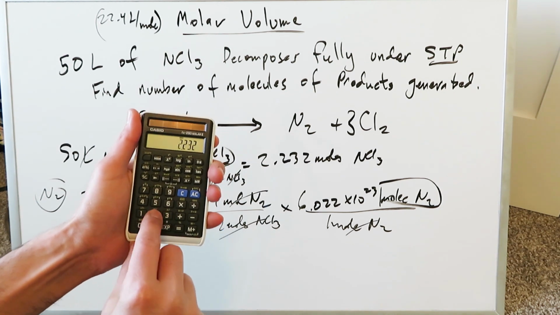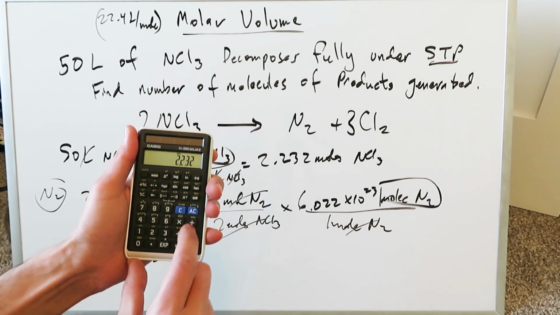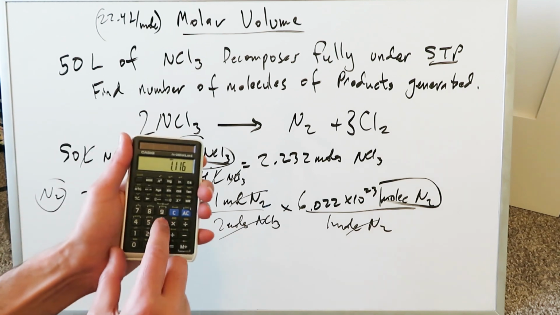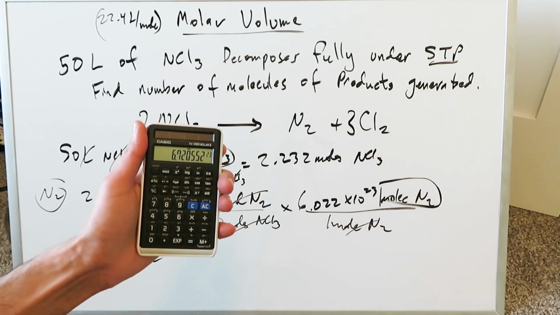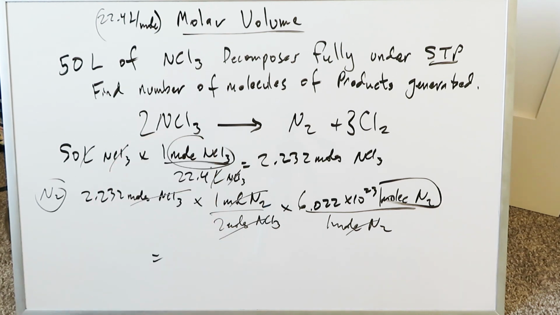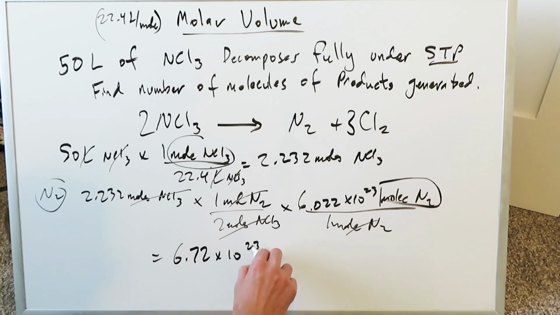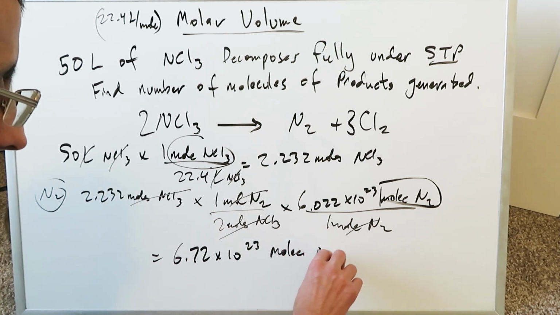You have 2.232 moles times 1 divided by 2 times Avogadro's number, 6.022 times 10 to the 23, and that tells you 6.72 times 10 to the 23. That right there will represent the number of molecules of nitrogen. 6.72 times 10 to the 23, and we'll write it molecules nitrogen.